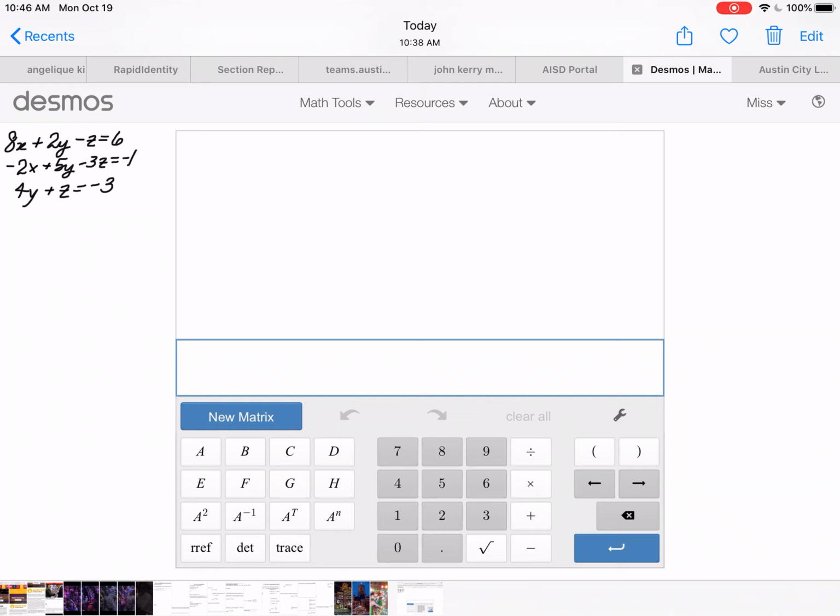So if you need to rewind because you didn't write it down, go ahead and rewind. If you need to pause and write it down. I'm going to give you about 40 more seconds to write down these three equations. If you need more time, press pause.